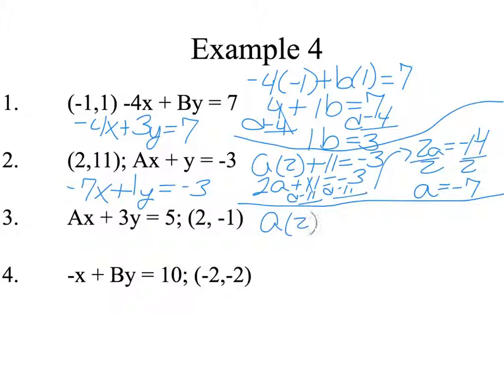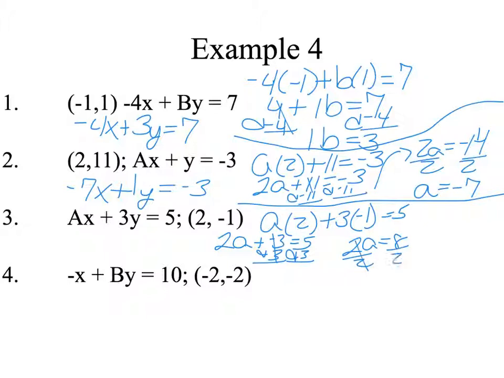a times 2 plus 3 times negative 1 needs to give me 5. 2a plus negative 3 needs to give me 5. Add 3 to each side. 2a equals 8. Divide each side by 2. a equals 4. 4x plus 3y equals 5.